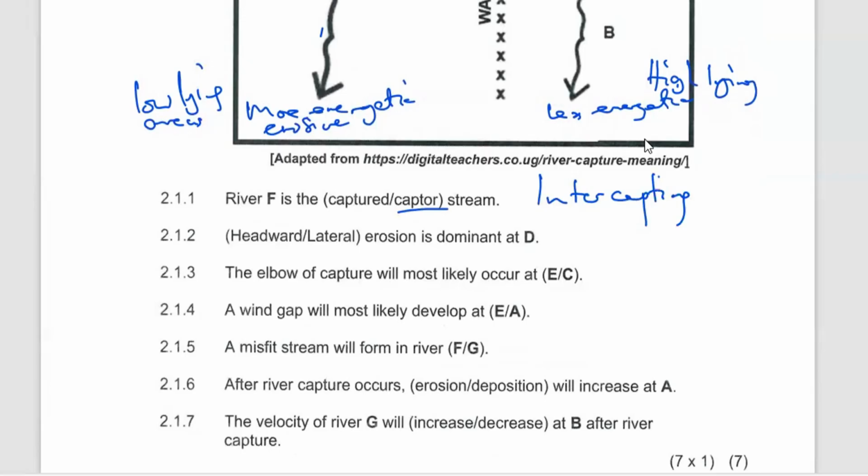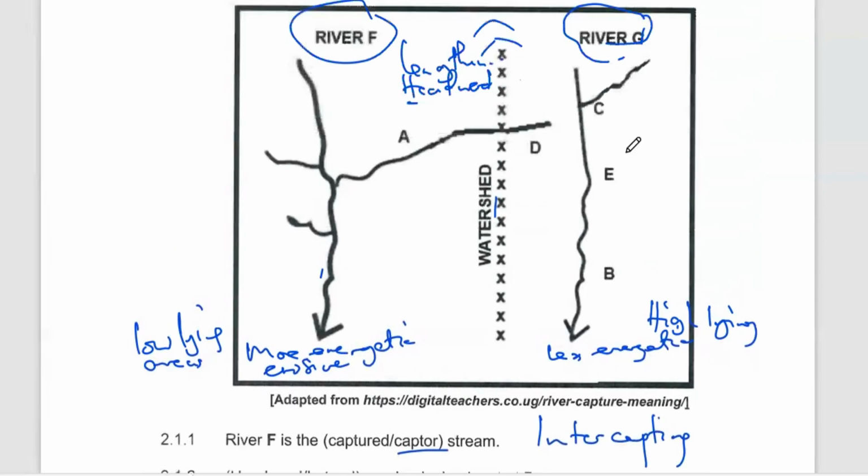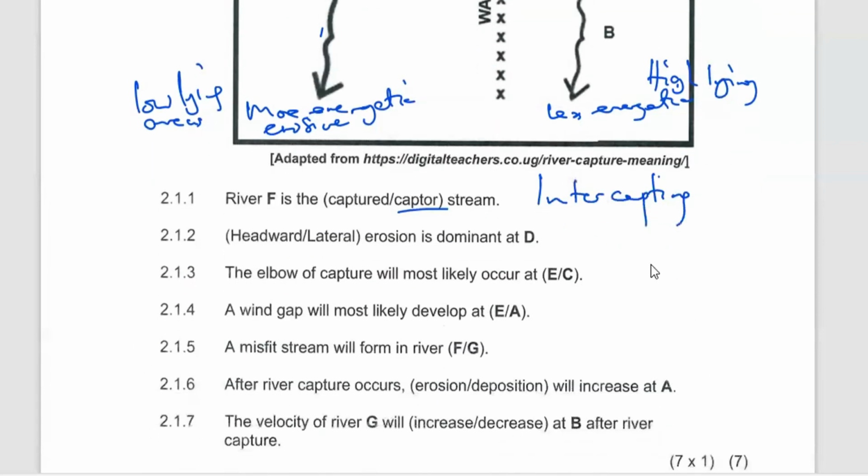Right, we move on. Is headward or lateral erosion dominant at D? If you go to D here, we are seeing that this stream is advancing, and the nature of erosion responsible for advancement of rivers is headward. What we call lateral, this is sideway. Erosion is responsible for widening the river channel, but headward is the one responsible for lengthening the river channel and making the river longer.